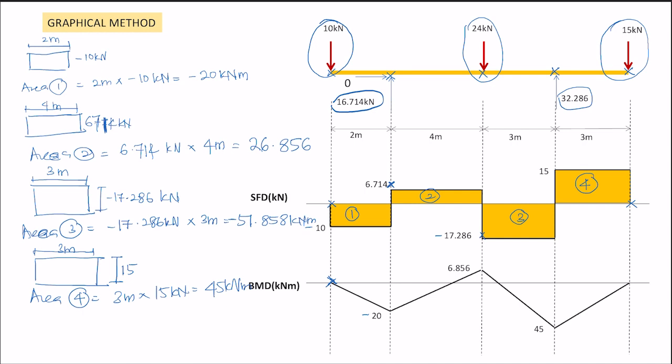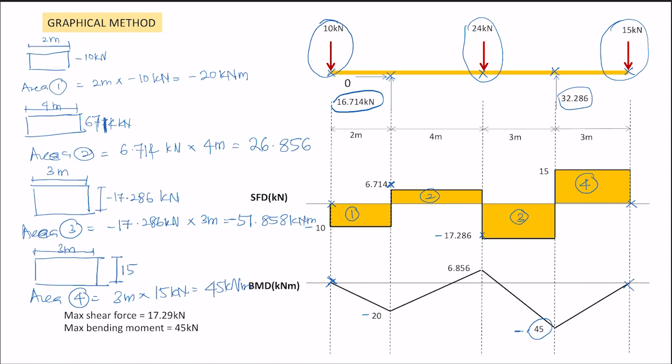Last kali, the area number 4. Value dia adalah positive 45. Over here, this is negative 45. So, kita plus lah dengan that 45. Dia come back to 0. Okay, siaplah SFD and BMD for the graphical method.